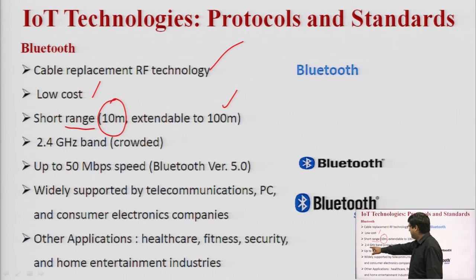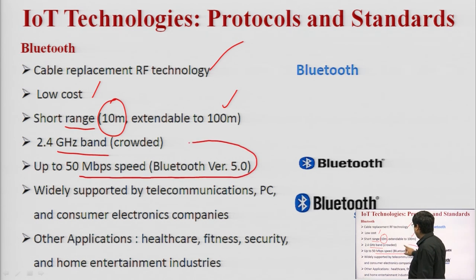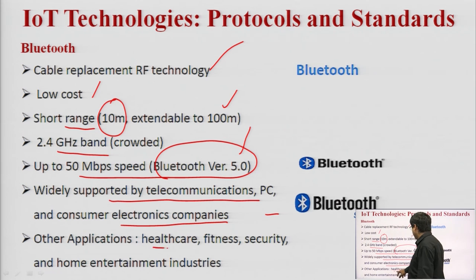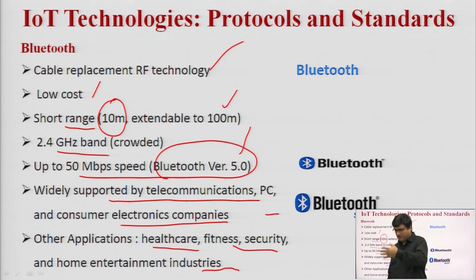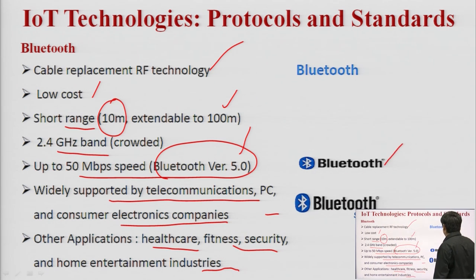It has a 2.4 gigahertz band, and up to 50 Mbps it can work, but nowadays we are using Bluetooth version 5.0. It is widely supported by telecommunication, PC and consumer electronic companies, and its applications include the healthcare, fitness, security and home entertainment industries. In further lectures we will look into more detail of Bluetooth. So this is the symbol of Bluetooth.